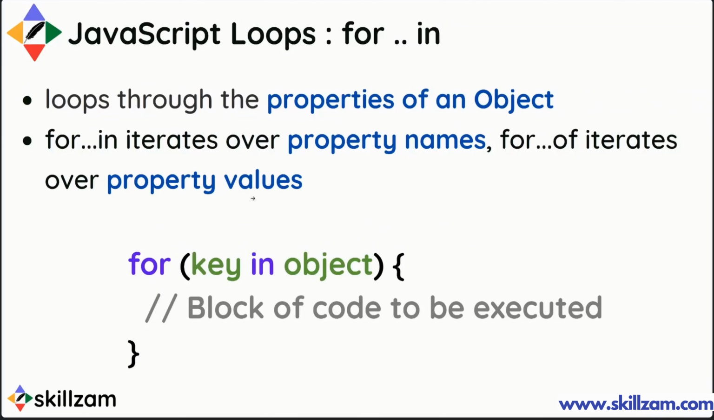The for in loop has this particular syntax: for key in object. Now you know that an object contains key value pairs, right? For each key, this is going to iterate. That is what the for in loop is. Now let's go ahead and see it.